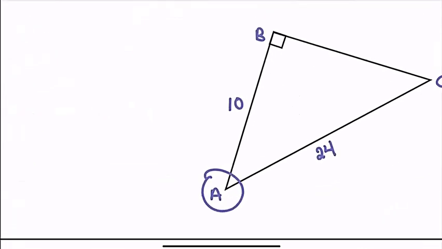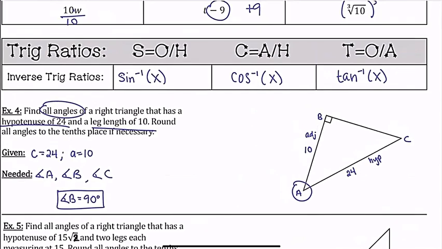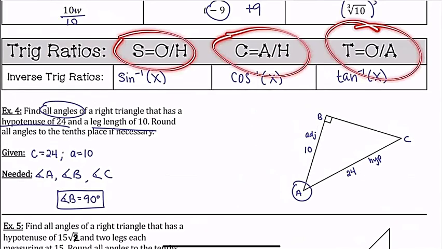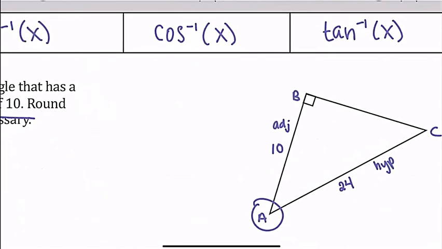So if I'm looking for A, I'm going to label what these 2 sides are. We know 24 is the hypotenuse, and then 10 is adjacent to A. So I have the hypotenuse side and the adjacent side. So looking here, I would pick the ratio that has those 2 things, hypotenuse and adjacent. So I'm going to use cosine. So I'm looking for the cosine of A equals the adjacent over the hypotenuse.